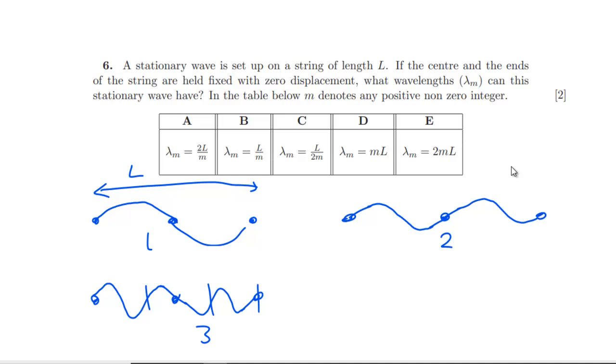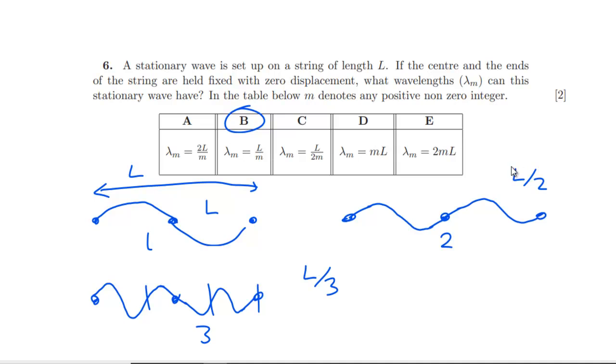We're just saying that we're going to add m, any integer. So the wavelength, oh, that's the number of things. So we're going from wavelength of L, to wavelength of L/2, to wavelength of L/3. So we're going up in ones. So that's B. Yeah, that's fine.